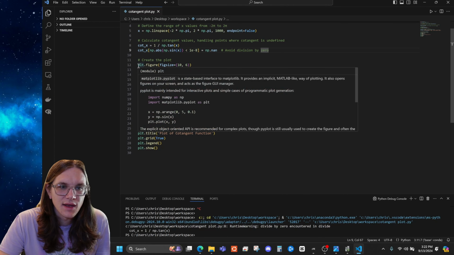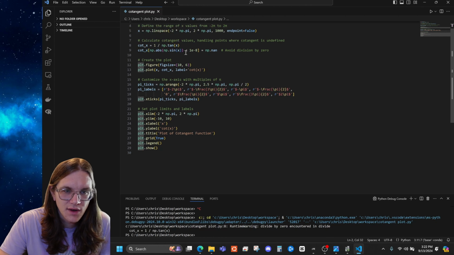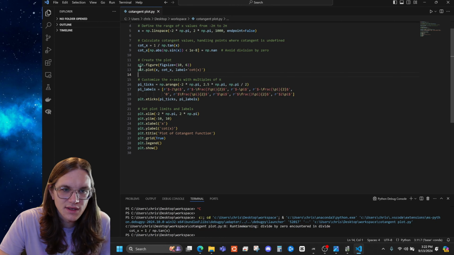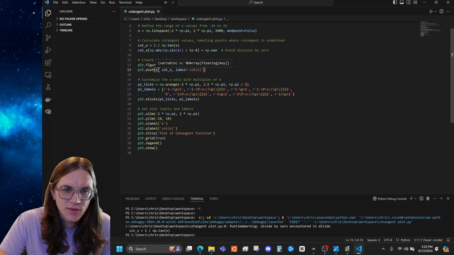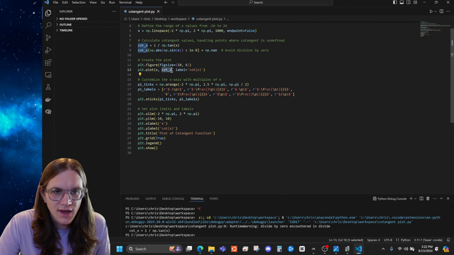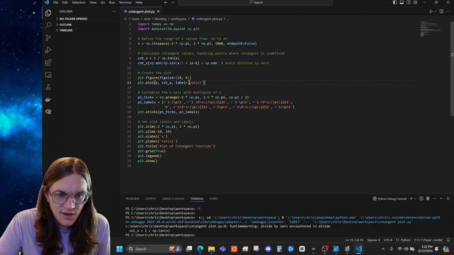And then plt.figure. This plt is matplotlib.pyplot. With plt.figure, we're just going to say this is a figure size. It's just generally used. This is what's going to do the plotting. So the first argument of the plot function is our x value. The next argument is our y value, which is cotangent of x, which we made right here.